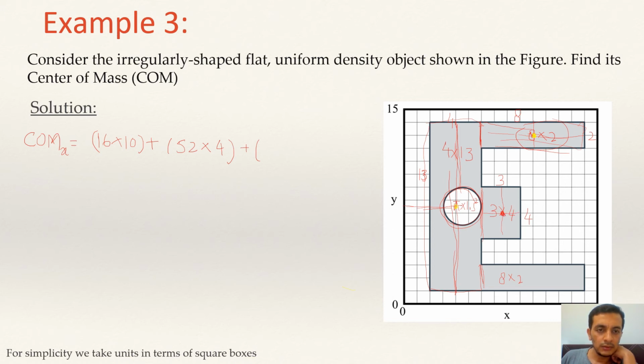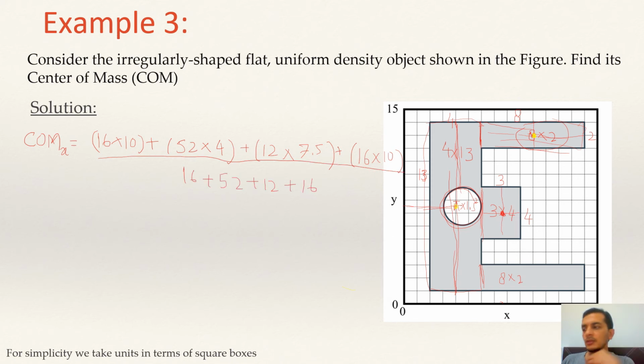So we can count from here. Okay, 1 2 3 4 5 6 7, 7.5. So it is 7.5 and 12. 12 times 7.5, and then this one is left. The last one is 8 times 2 is 16, and its x is also the same as the upper one. So it is 16 times 10. Now divided by 16 plus 52 plus 12 plus 16.